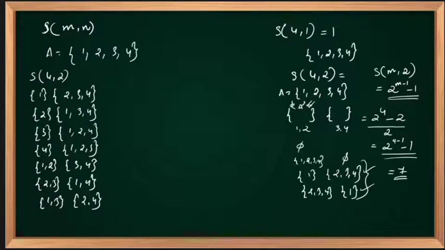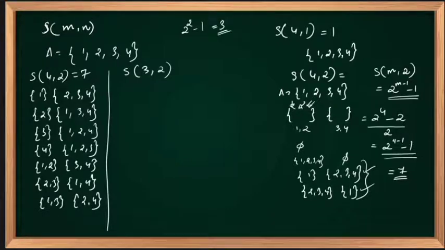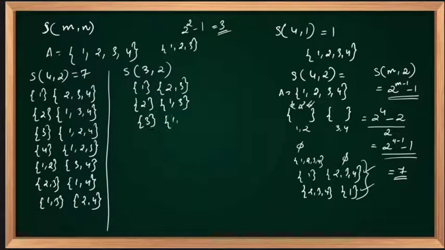Right. Now, let me write what S of 3 comma 2 will be. S of 3 comma 2 will have 2 raised to 2 minus 1 elements, so it will have 3 elements. I think it should be easy to write, right? So let's assume you have only {1, 2, 3}, and you want to partition this into 2 sets. So you can have {1}, {2, 3}, and you can have {2}, {1, 3}, {3}, {1, 2}. So these are the 3 partitions that are possible. So S of 3 comma 2 is equal to 3, and S of 4 comma 2 is equal to 7, that we know.